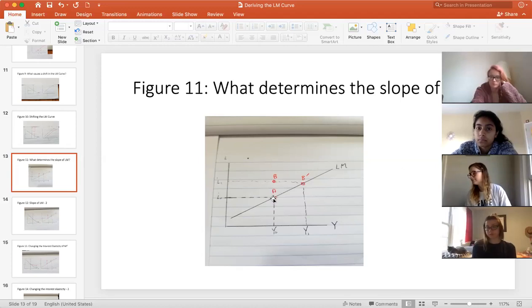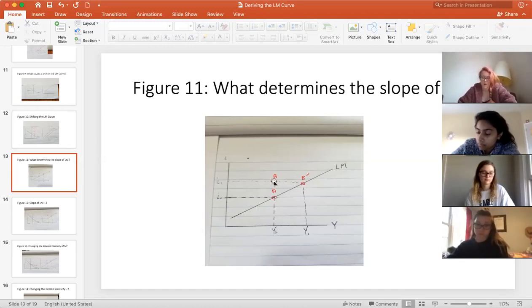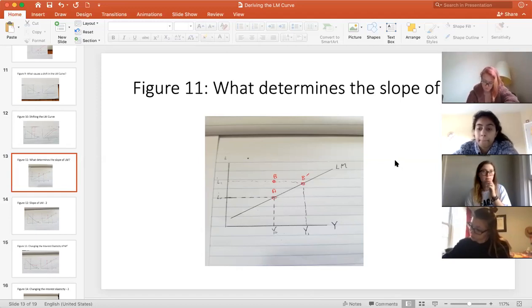Sure. So the slope here depends on the interest elasticity of money demand and the income elasticity of money demand. Because the interest elasticity tells us when we raise the interest rate, how much does money demand fall? The income elasticity then tells us how much does GDP have to rise to offset that, to bring money demand back up to what it was originally. So what we're going to do is play around with each of these elasticities and show how they matter.